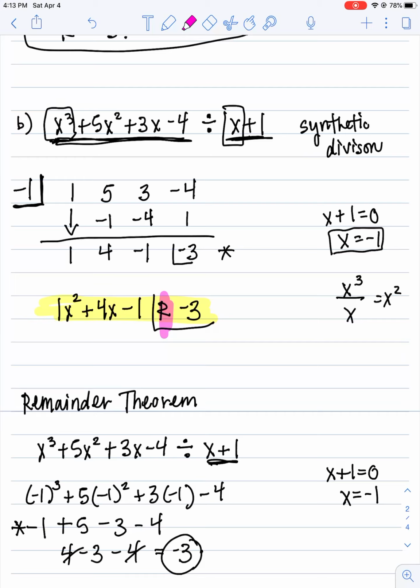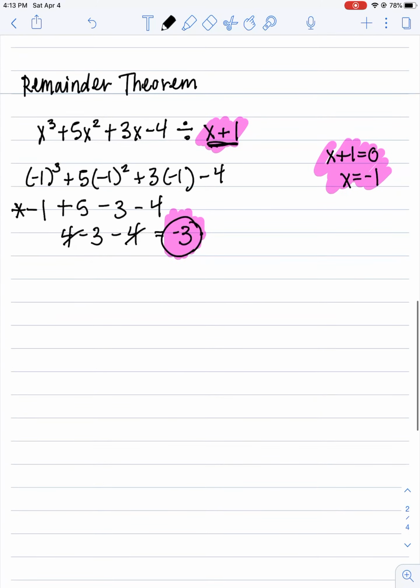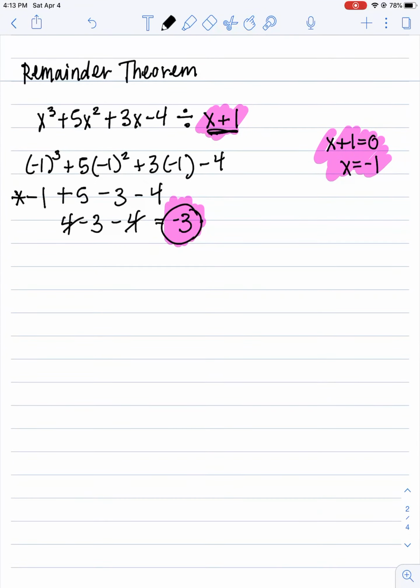Why is that important? Because if you take a look, let me get my highlighter back out, another color. The remainder to this problem is negative 3. And when we plug it in, we also got out a negative 3. So what's the shortcut? If MyMathLab only asks for the remainder, you simply take what you're dividing by, set it equal to 0, and then go back and plug it into the original, and that will give you the remainder, okay? So I want to show you one last thing before I get off of here today.